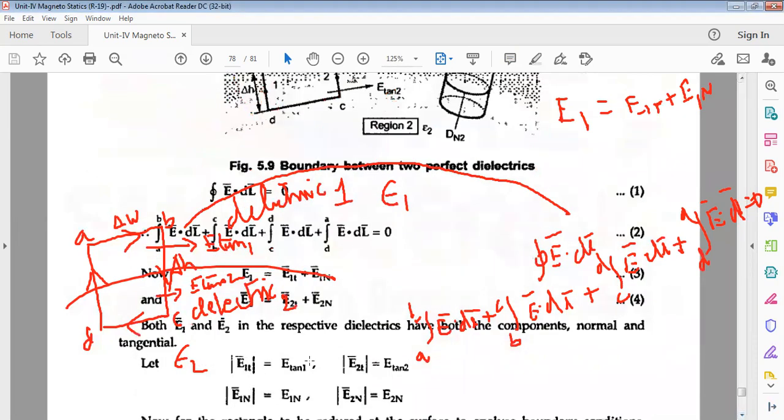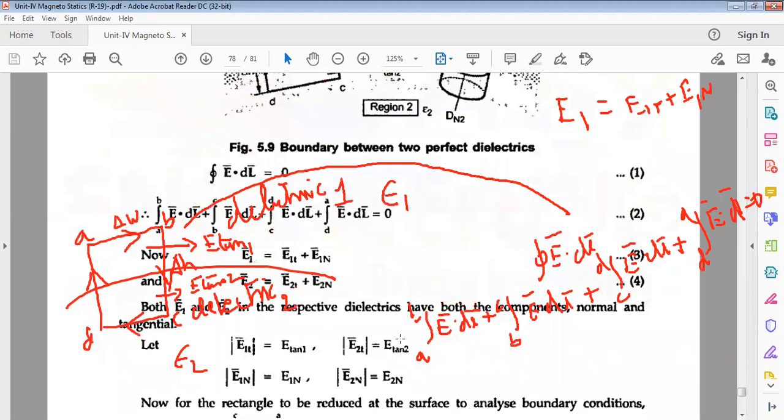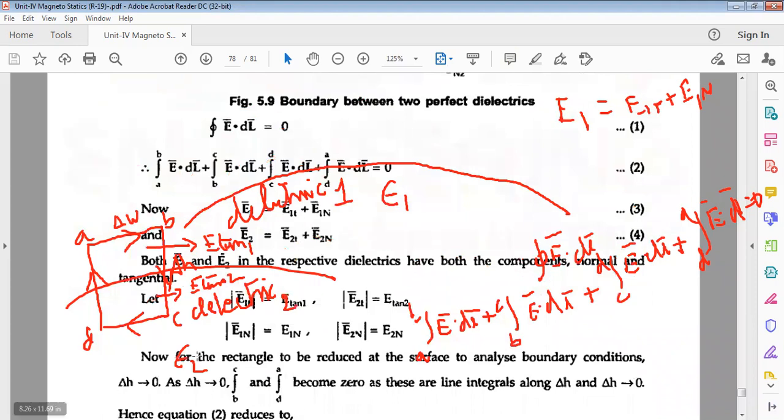Now, the tangential components E tan 1 and E tan 2 and the normal components E1n and E2n. There are two dielectrics, so you can name them tangential 1 in dielectric 1 and tangential 2 in dielectric 2. In the previous case, there were not two dielectrics; one was a dielectric and the other a conductor. Now, for the rectangle reduced at the surface, we analyze the boundary conditions.